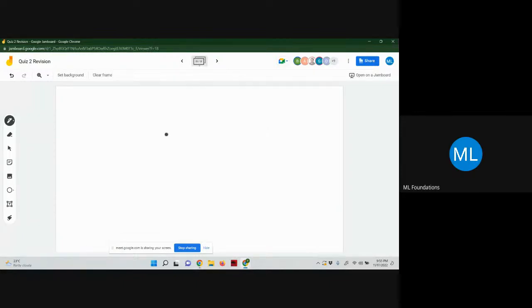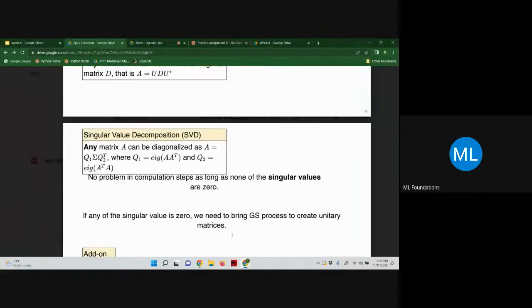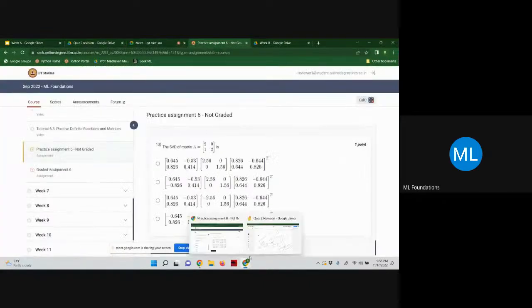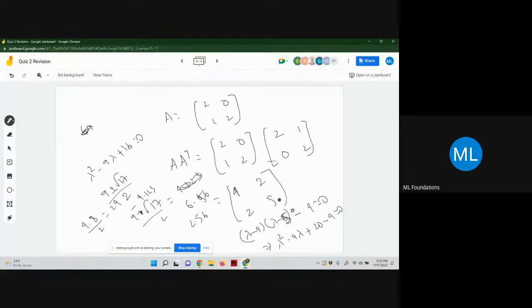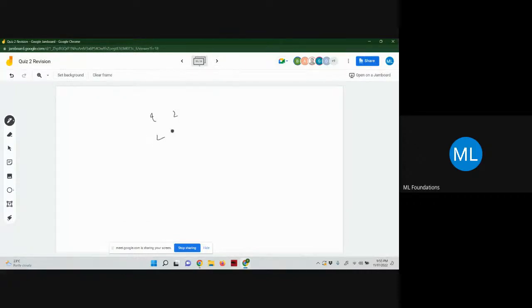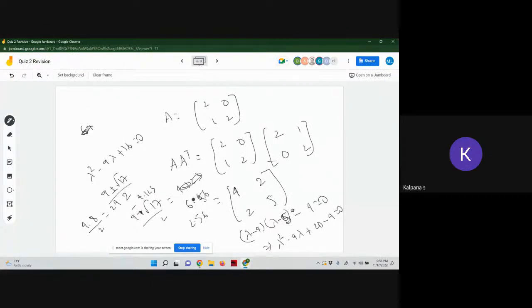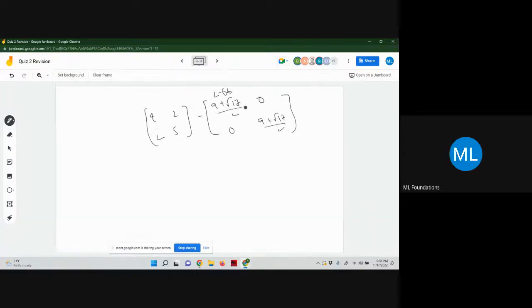Okay, so now that we got the eigenvalues, from that we need to look at the eigenvectors. The way you can do that is, you have 4225 minus lambda times the identity, with lambda being 9 plus root 17 by 2. You want 2.56 and 1.56? No, we don't want the root here. We just want the eigenvalue.